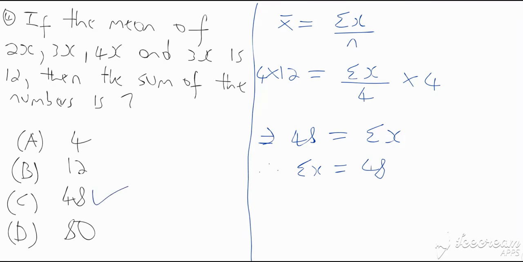Now notice that we worked out the question without actually involving the 2x, the 3x, the 4x, and the 3x, because that is actually the sum of x. So the sum of x as a variable actually represents me adding up all of those 4 data values.